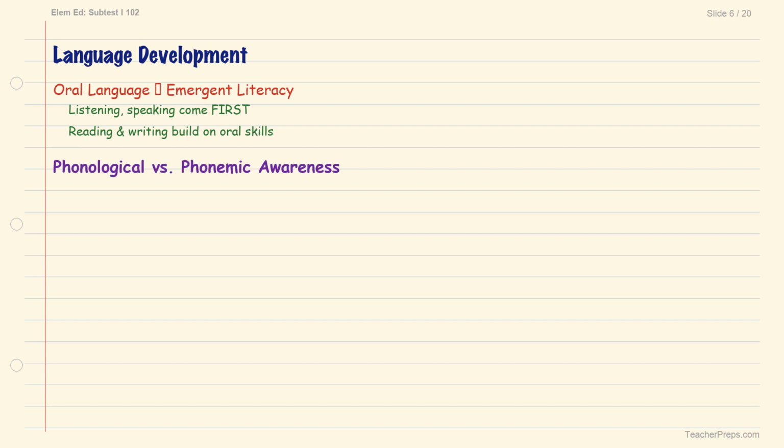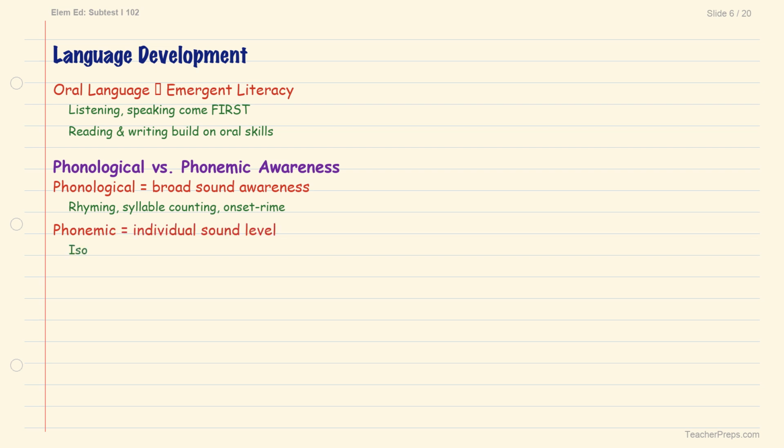Now, a key distinction for this exam: phonological versus phonemic awareness. Phonological awareness is the broad ability to recognize sound structures like rhyming, syllable counting, and onset rhyme. Phonemic awareness is specifically about individual phonemes, the smallest sound units, including isolating, blending, and segmenting sounds. The key: phonemic awareness is a subset of phonological awareness.